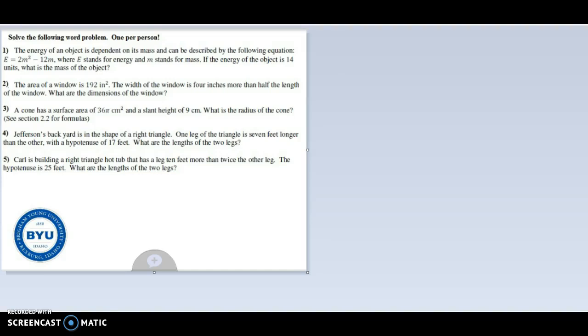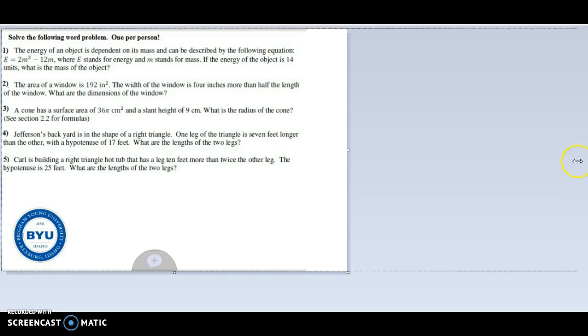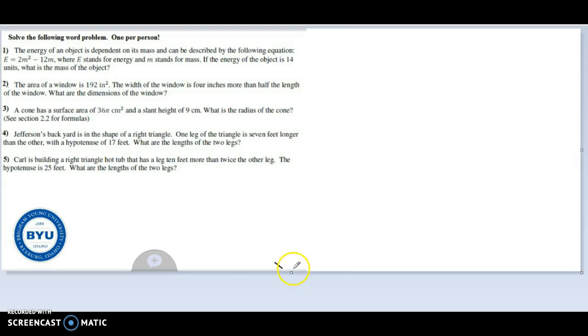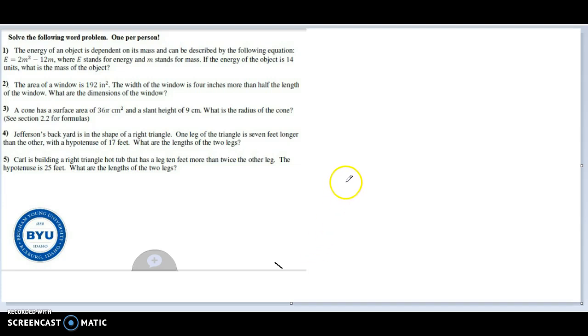Alright, this is Brother Ward, and I'm going to be talking about a couple of problems here. So let's see. Nice surface, a little bigger to write on. Alright, so I wanted to start with number 2.